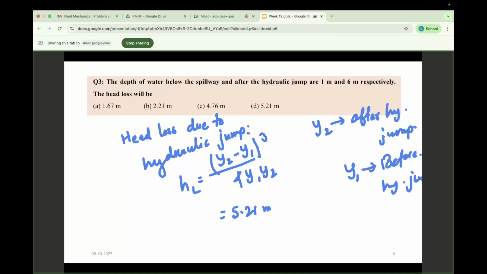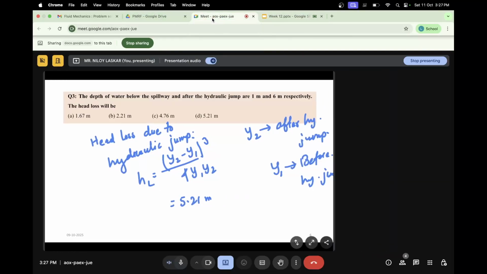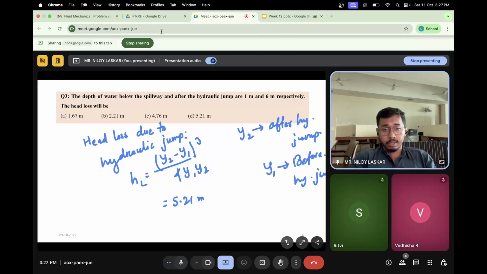So I hope that you understand this thing, right? Any confusion up to this? Just tell me. Whether you know what a hydraulic jump is, do you have any idea?